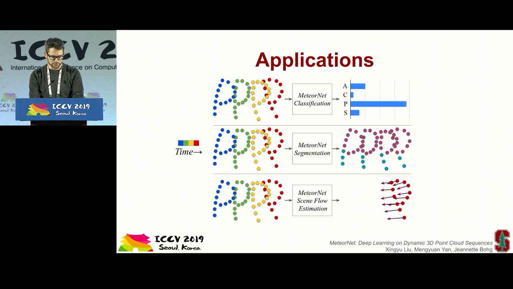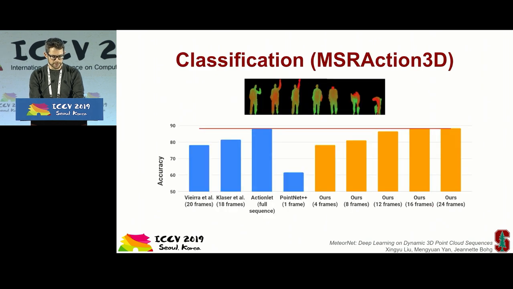We showcase our network in three tasks: classification, segmentation, and scene flow estimation. We are interested in how these applications can benefit from dynamic point cloud sequences. On the MSR Action 3D dataset, our network outperforms previous descriptor-based methods and single-frame point cloud-based methods. The more frames we use, the better classification accuracy we get.